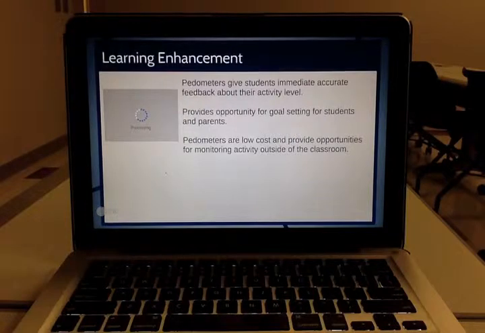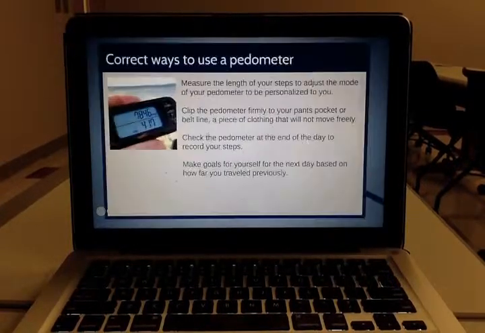Pedometers are low cost and provide opportunities for monitoring activity outside of the classroom. So again, a lot of this is going to come back to outside of the classroom, which is always really good to include. But they're very, very low cost to have. I think McDonald's even handed them out in Happy Meals there for a while.